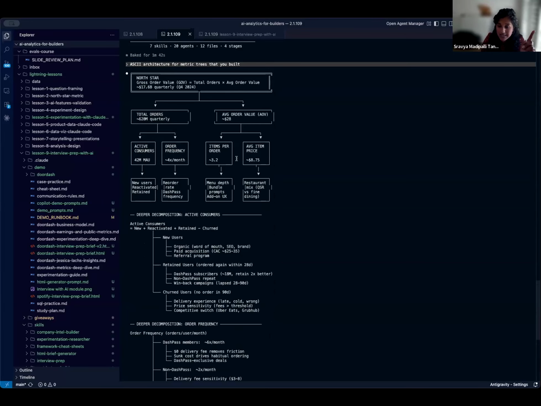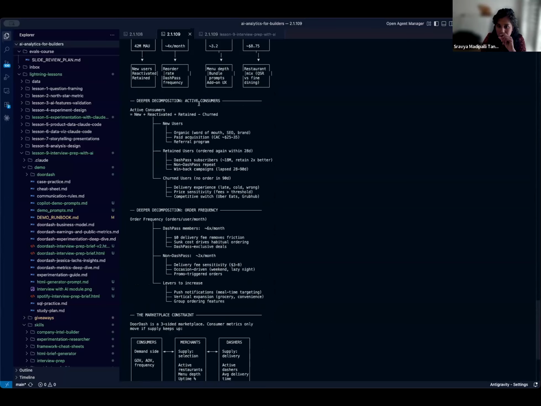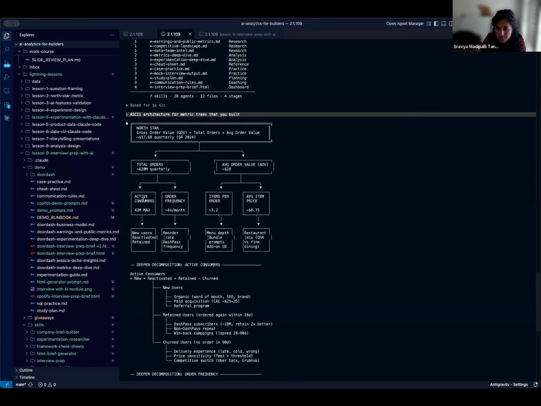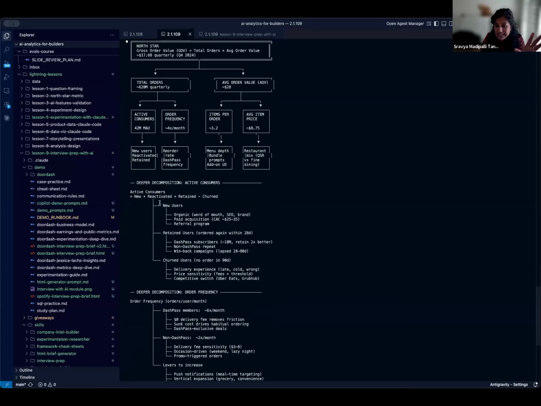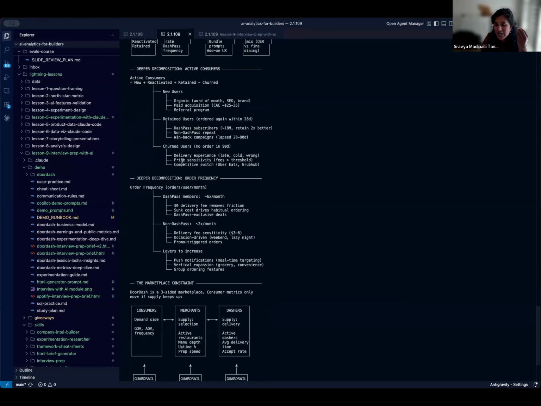Some of them are available outside, some of them are not. And it basically goes and does this decomposition of active consumers, and within active consumers there's so much more, right? You have new users, retained users, churn users. This is the growth thing right here, the entire growth equation. What each new users have: organic, paid, referral program, retained users, the Dash Pass subscribers, non-Dash Pass subscribers, win back campaigns. If you know about DoorDash, you would understand that it got as detailed as it can get.